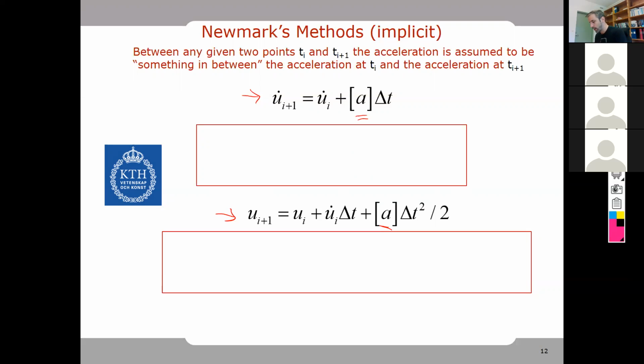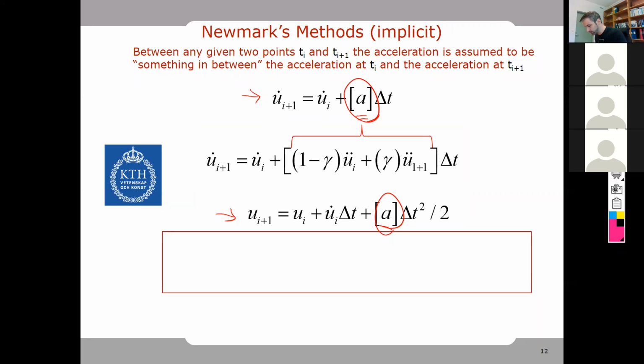And exactly how, so in both cases, both here and here, A is a mixture of the previous known value and of the future value that we want to calculate, and how we mix those two is up to us. Of course, there are some good values of gamma and there are some bad values of gamma. You cannot choose whatever you want, but for some values of gamma and beta, the results will be extra accurate, which is the advantage with this method. I hope that answers that.